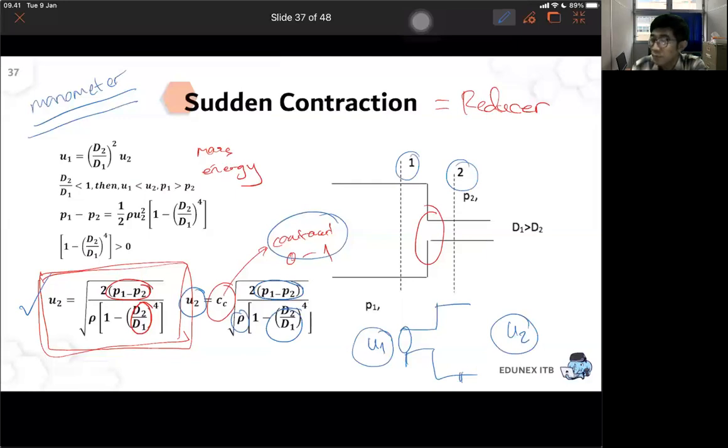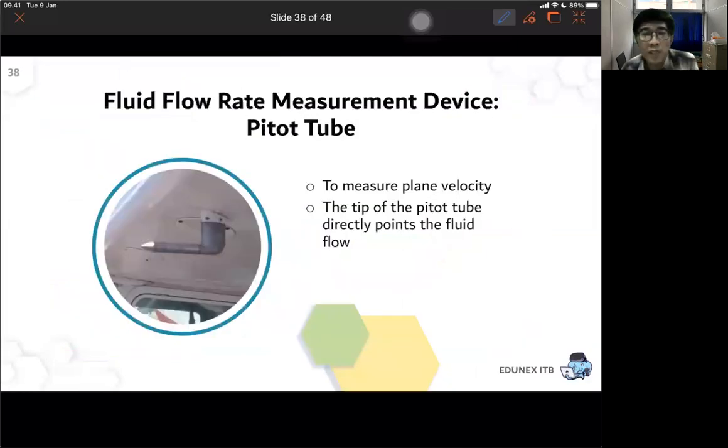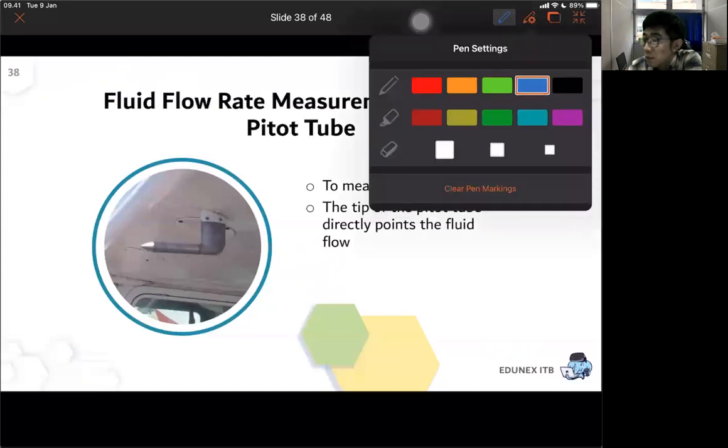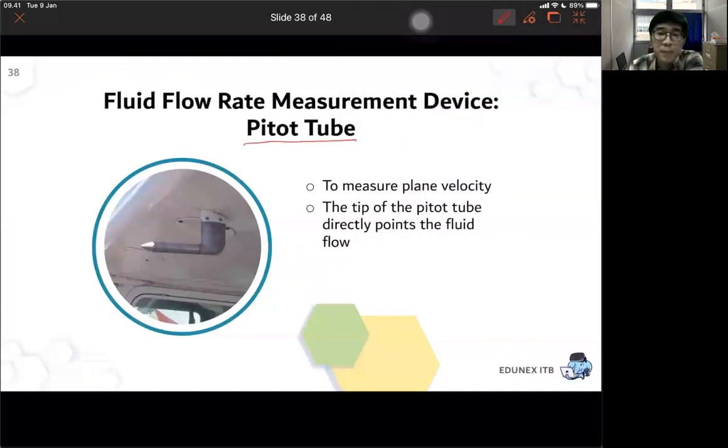Okay. Now we go to the flow rate measurement devices, and actually the devices that we will discuss are used with the principle of the mass balance and the Bernoulli equation. So first we call the pitot tube. The pitot tube is used to measure the point velocity. So this is the pitot tube.